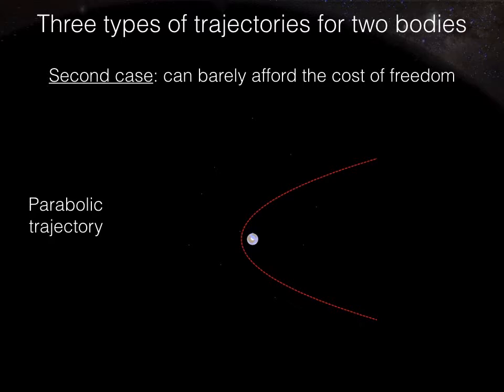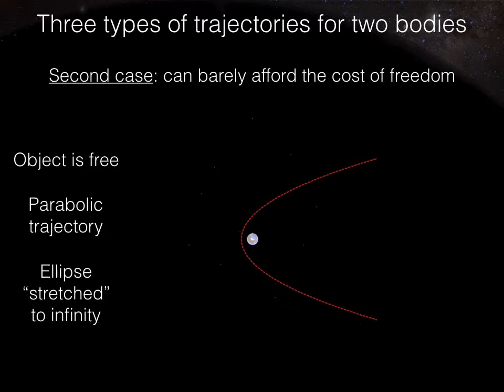Okay, now in this case, the object is free, there is no problem, and interestingly, the curvature of this particular curve is such that you can think of it as the ellipse from before being stretched up to infinity. Okay, so there are still some remnants of this particular elliptic shape.